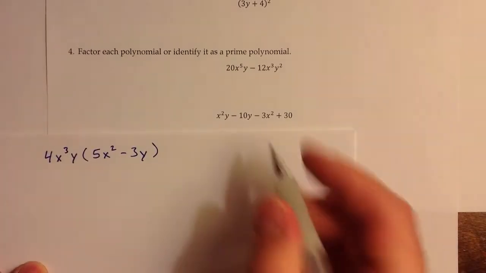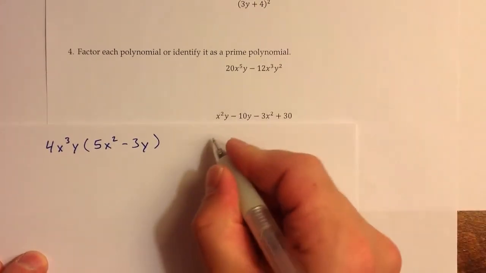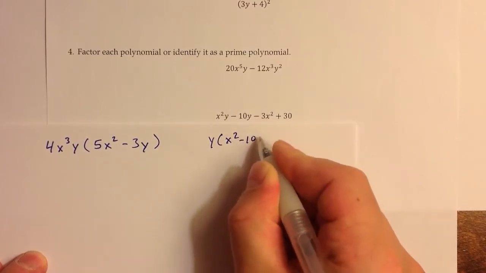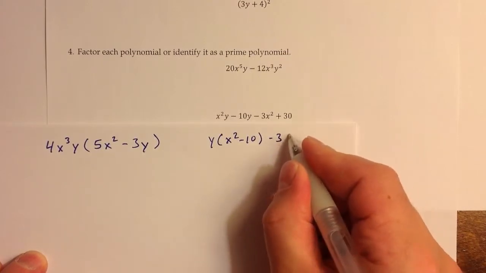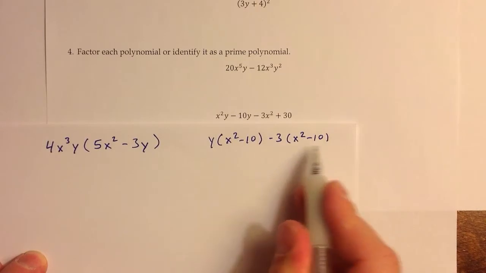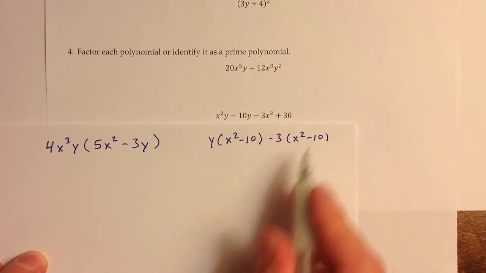So let's take a look at that process. If I look at the first two terms together, I can factor out a y from those two. It leaves behind x squared minus 10. From the second two terms, I can factor out a negative 3, and it leaves behind an x squared minus 10. Because negative 3 times negative 10 gives me a positive 30, so I have to change that plus sign to a minus sign.